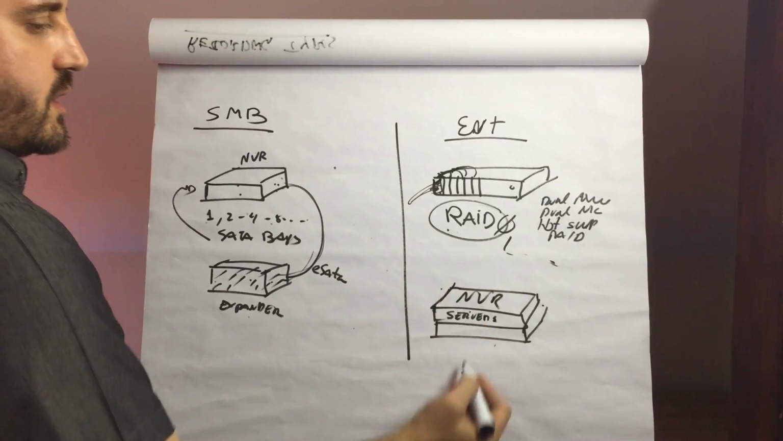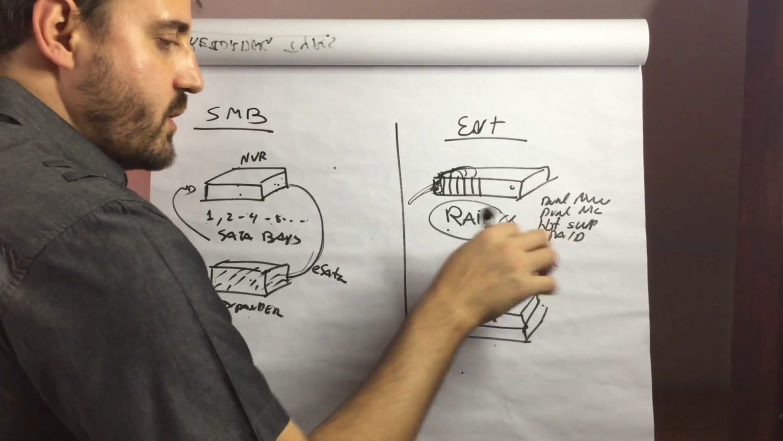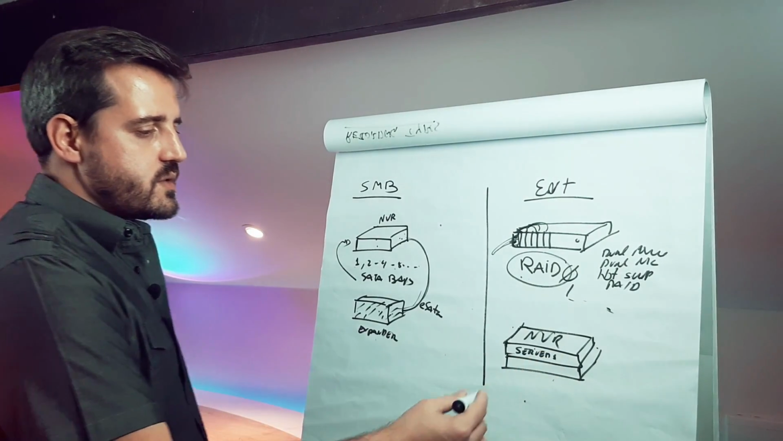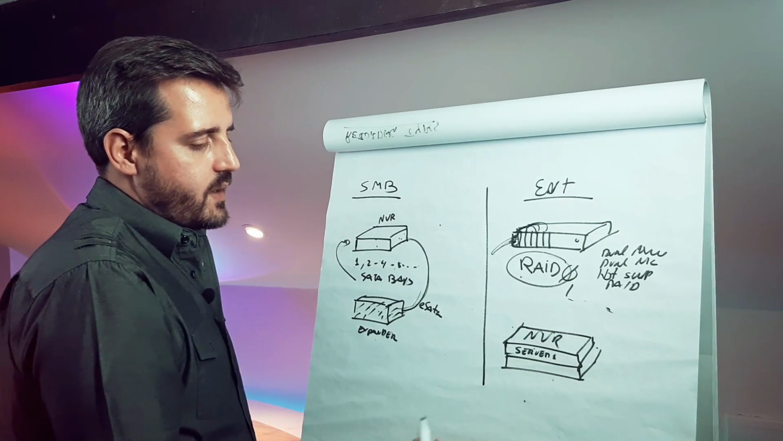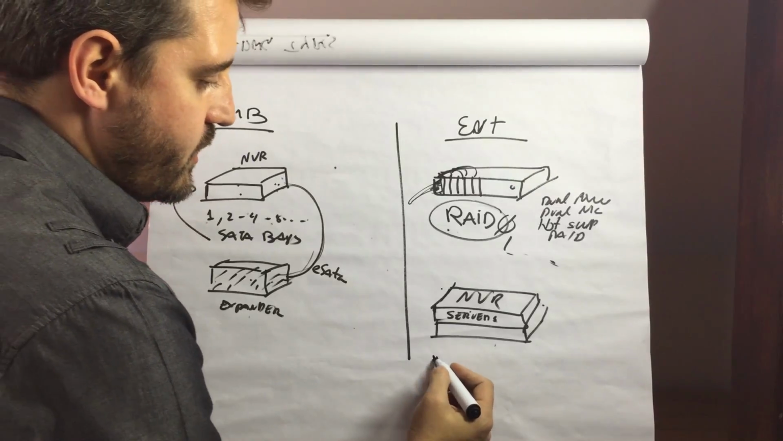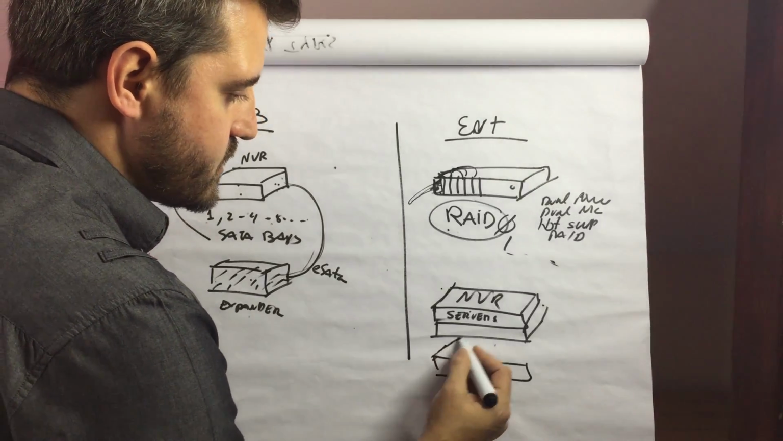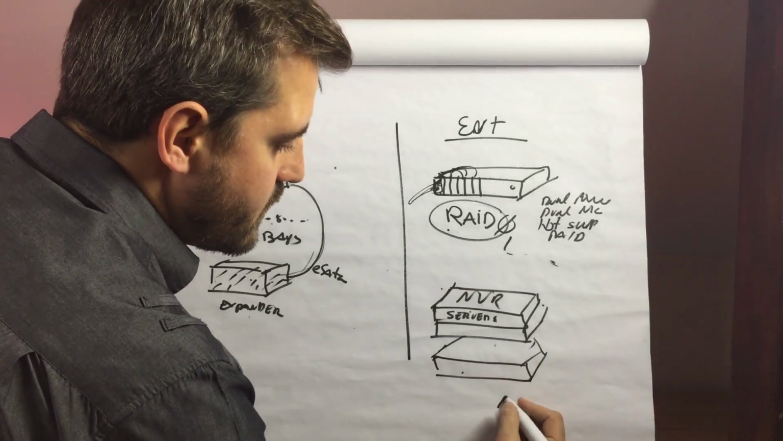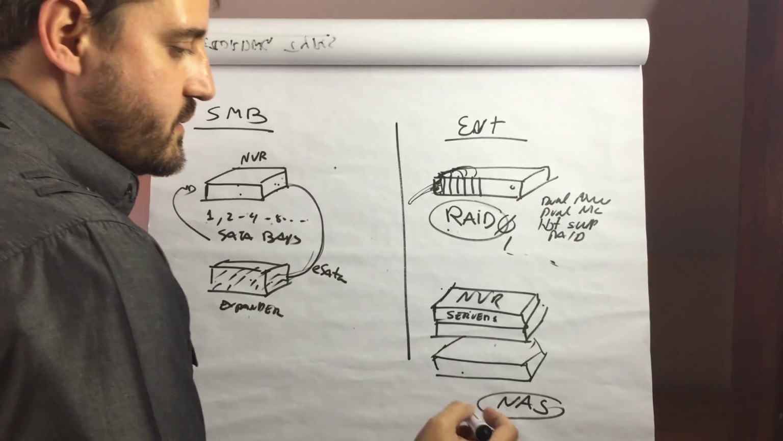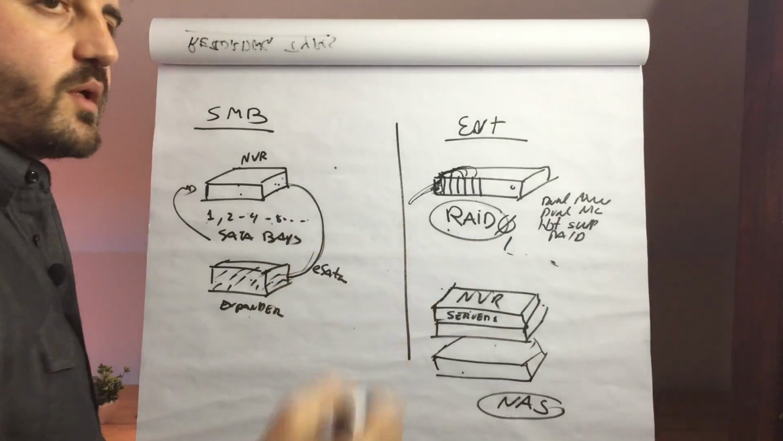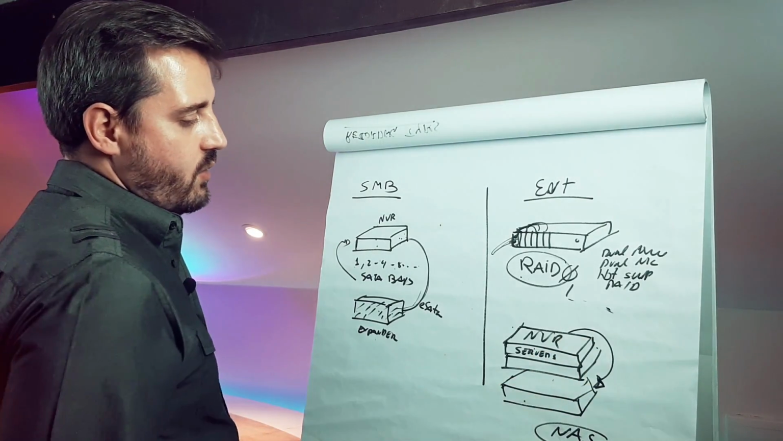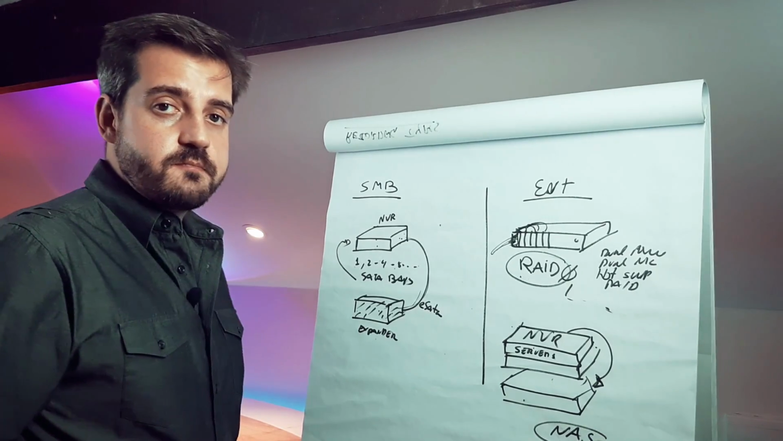Okay, so we have the NVRs here, the servers, and normally the recording is not happening inside the servers. The servers will have the operational system hard drive to run its software, but it will not store in this device here physically. We have other type of devices that are called NAS. That is a network storage device that will be available here to the NVR to record the streams.